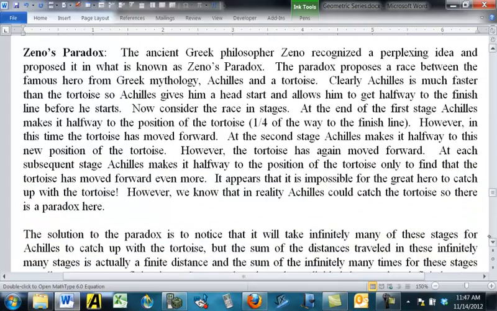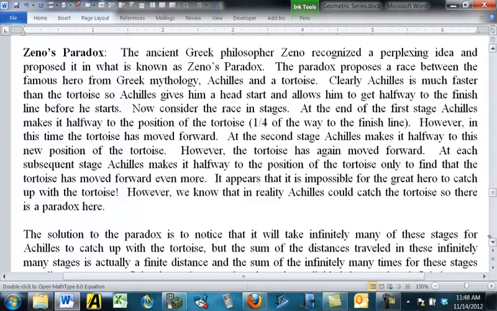There's an ancient philosopher called Zeno, an old Greek guy, and he recognized an idea that's been known as Zeno's paradox. And it basically goes like this. He proposes that you have a race between the famous hero from Greek mythology, Achilles, and a tortoise. So clearly Achilles is much faster than the tortoise, so Achilles is going to give him a head start. And let's say he goes halfway to the finish line. Now consider the race in stages. At the end of the first stage, Achilles makes it to the position where the tortoise was.